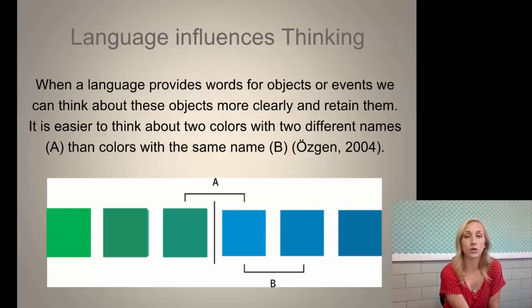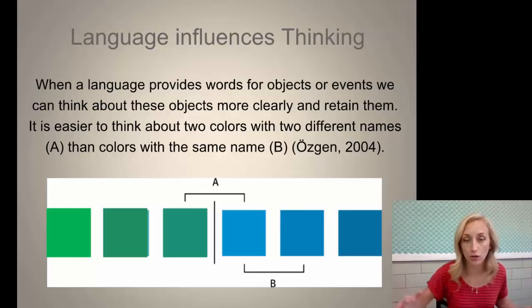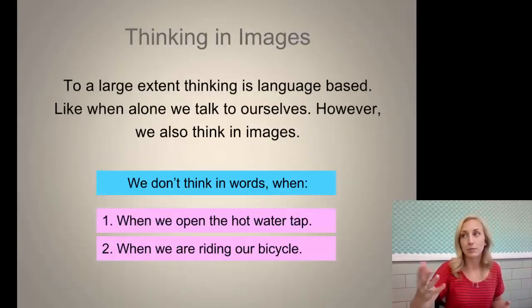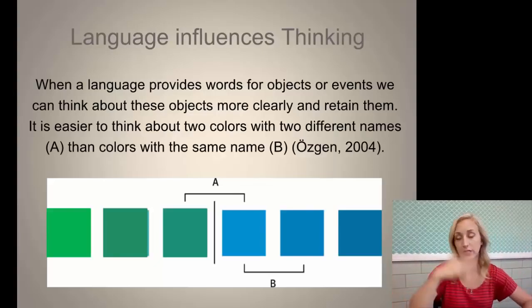When a language provides words for objects or events, we can think about these objects more clearly and retain them, like the differences in words for colors or in words for snow. An example being in Alaska, they have like a bajillion names for snow, whereas here it's known as the White Death, right? Like it's the White Plague. Here it comes, oh my gosh, shut everything down.